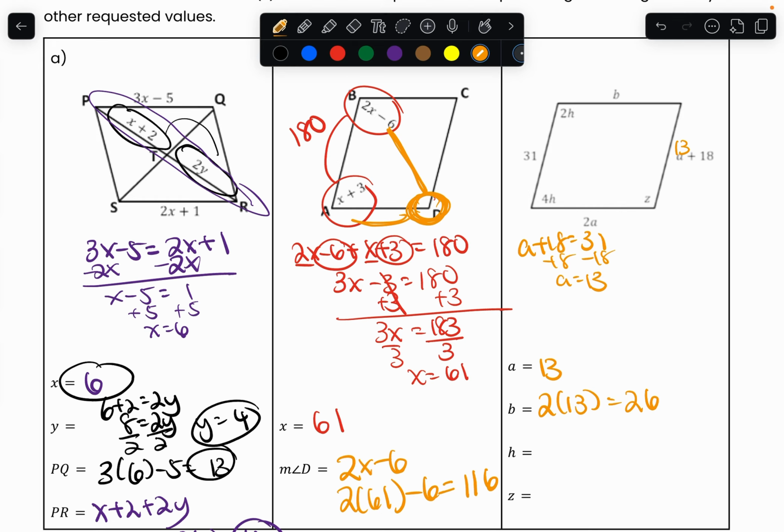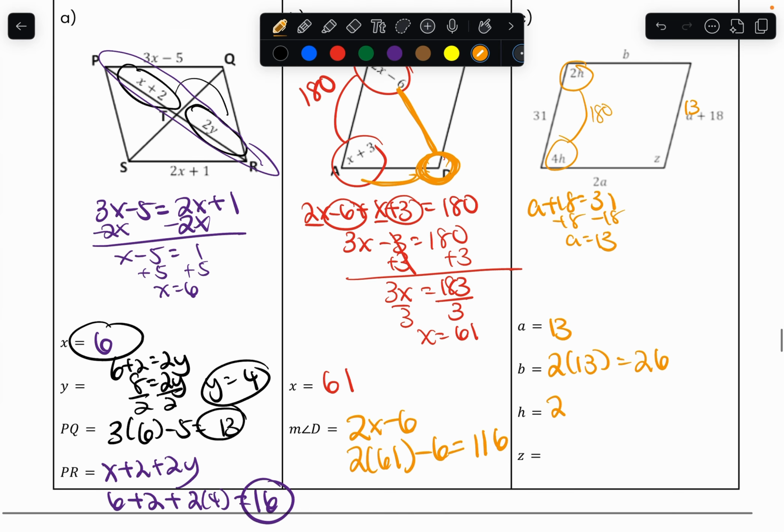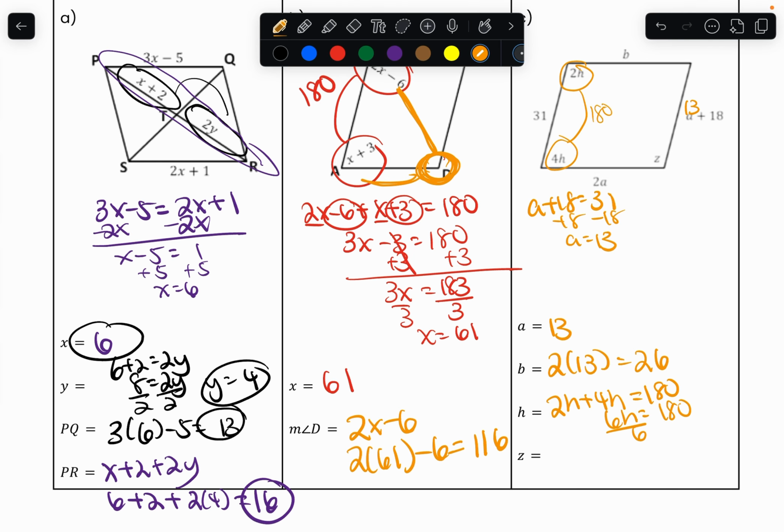Now let's look at H. Well, the only two expressions that I have here with H in it are this and this. And what you realize is that these two happen to be consecutive angles, meaning they will sum to 180. So I can set the equation as 2H plus 4H equals 180. 2H plus 4H is 6H equals 180. I'll divide by 6 on both sides, and here my H value will just be 30. And let me circle the previous ones.